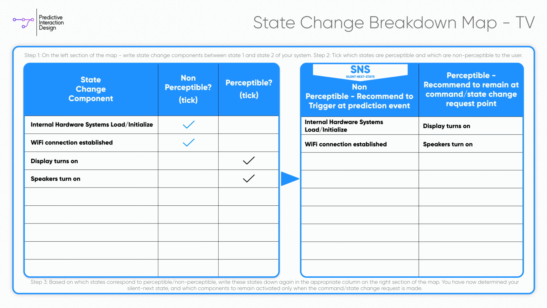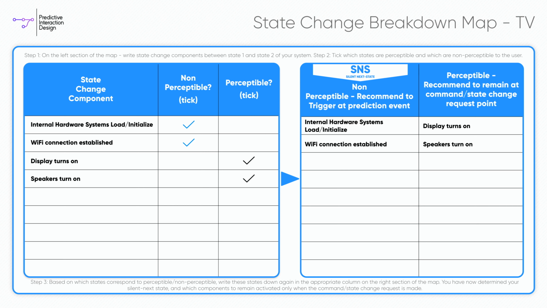Then we transpose that over to the right side of the state change breakdown map. We list all of the components which we ticked non-perceptible in the left column, and all of the perceptible components in the right column. And then effectively, we just have to look at the left column, and that is your silent next state.